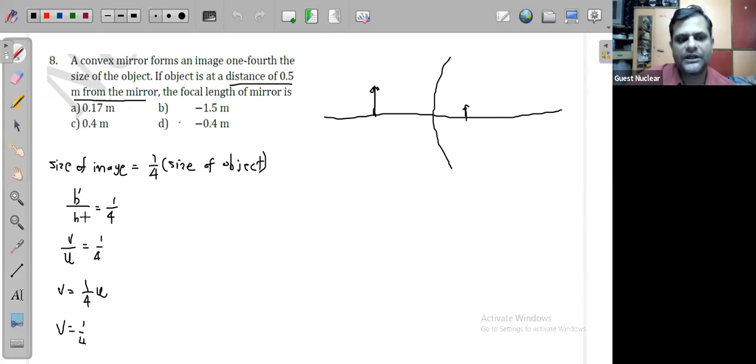That means h dash upon h is going to be 1/4, which gives that v upon u is also equal to 1/4. Means that v is equal to 1/4 of u. So we can try to find out the focal length by using the mirror equation. Okay, mirror equation क्या है? 1 upon v plus 1 upon u is equal to 1 upon f, right? So if we use this here, then we can get that.